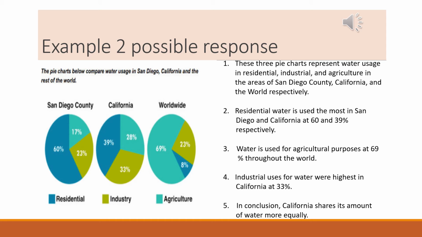Water is used for agricultural purposes at 69% throughout the world. Industrial uses for water were highest in California at 33%. In conclusion, California shares its amount of water more equally.